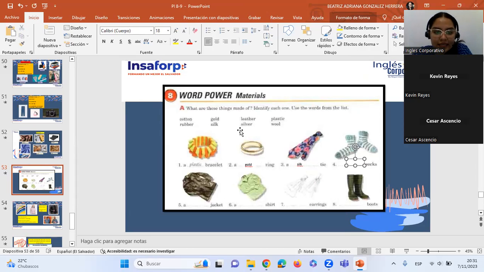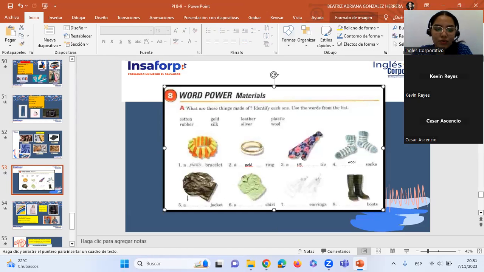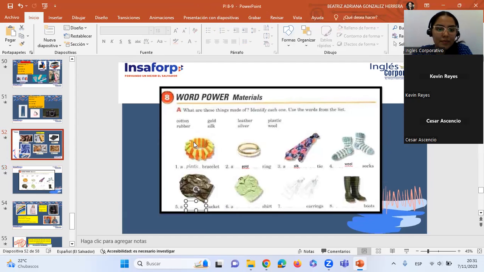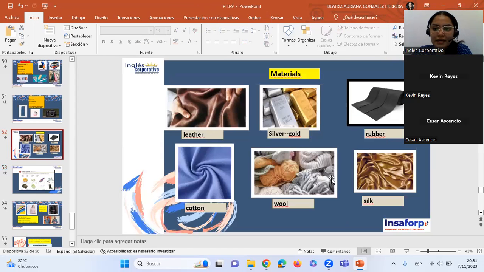Okay, it is wool. Wool, it is made of wool. Está hecho de lana. Okay. In this case, we have a jacket here. Jacket, remember? ¿Cuál es el cuero aquí? César, ¿cuál es el cuero?